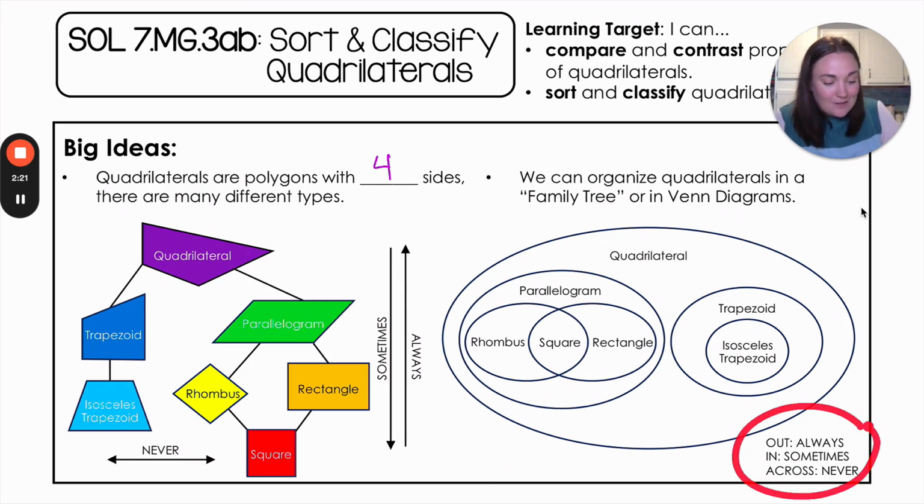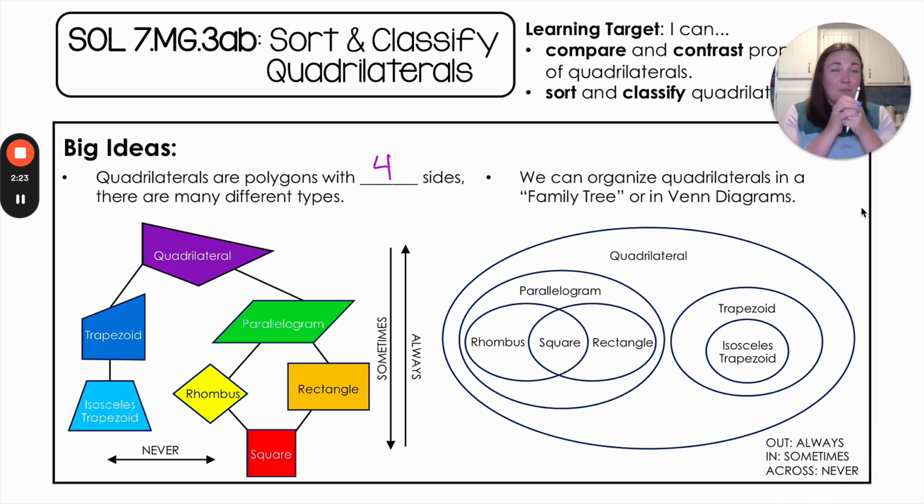So how do we read this? If we are going out, starting in the middle and going outside, let's take an isosceles trapezoid this time. Is an isosceles trapezoid a quadrilateral? We're starting in, going to an outer one, so yes, this is always true. They have four sides, so they're always going to be a quadrilateral. If we're going in, so let's go opposite, quadrilateral to isosceles trapezoid, this is sometimes true. Some quadrilaterals are isosceles trapezoids, but not all of them. And again, if we're going across, they can never be true. Parallelograms can never be trapezoids.